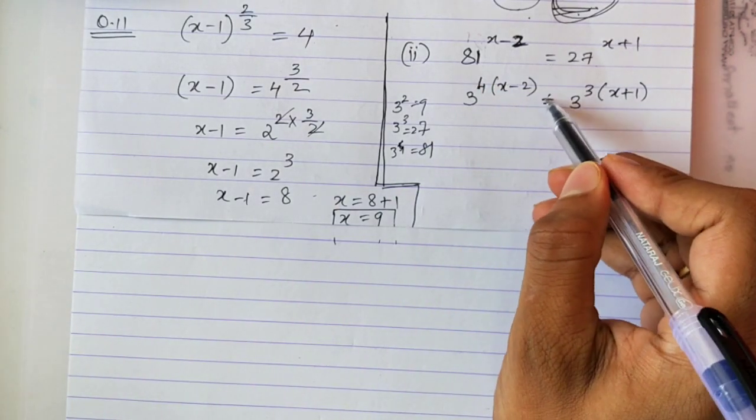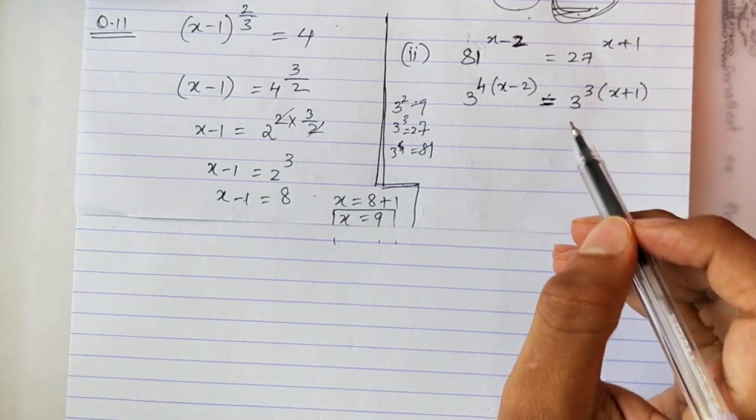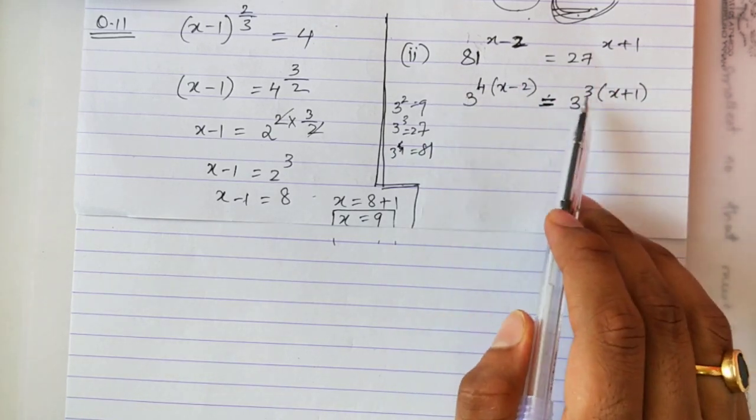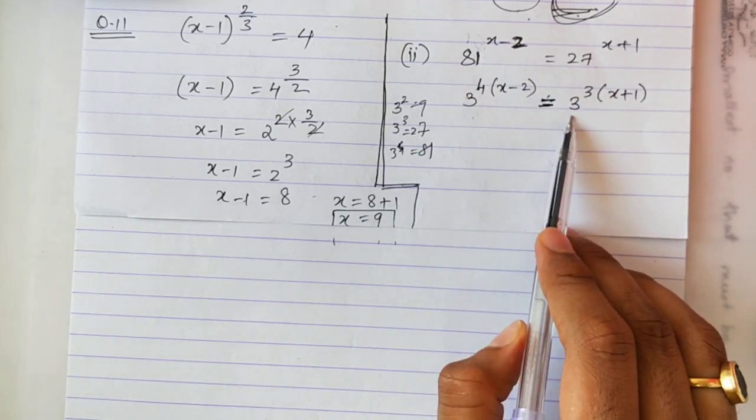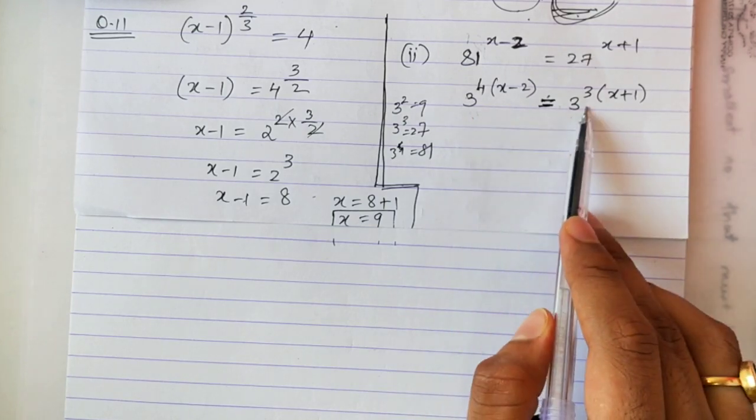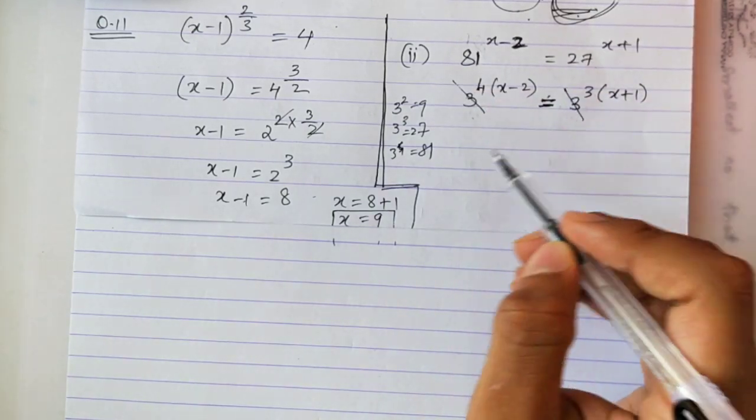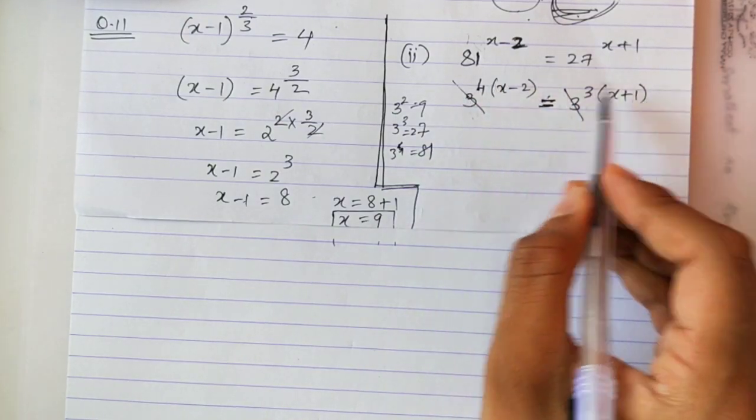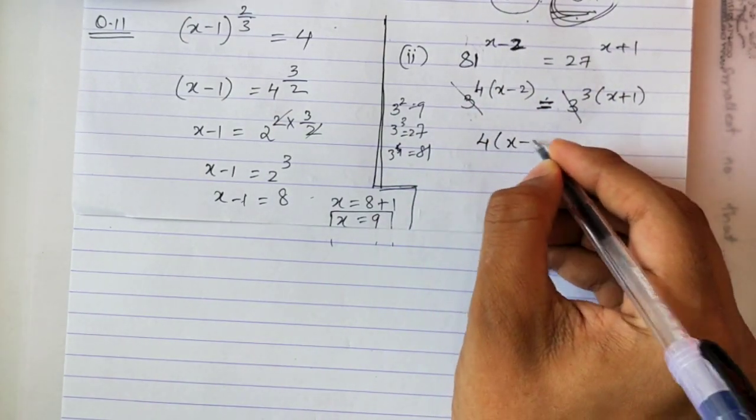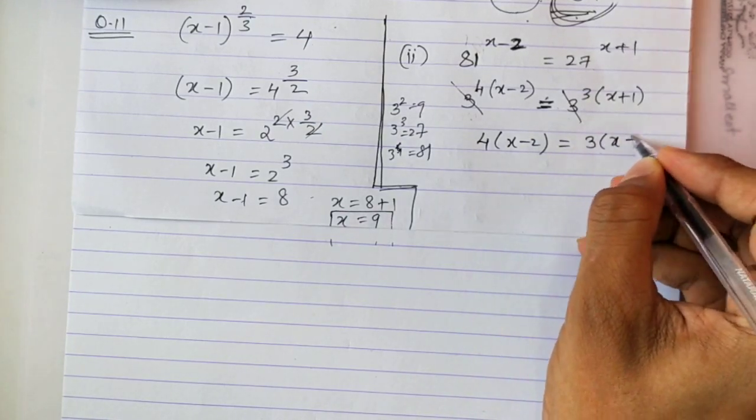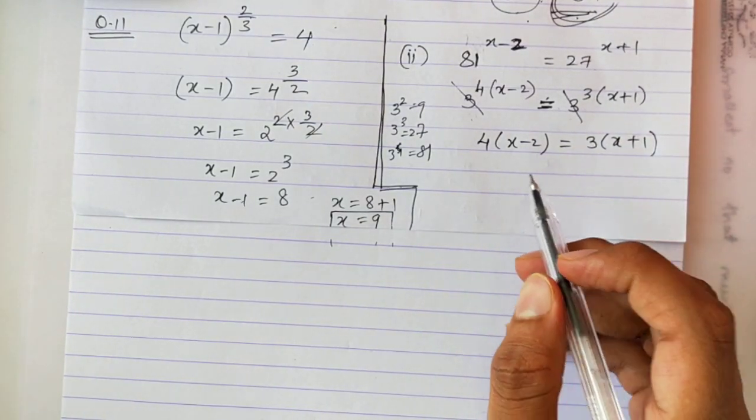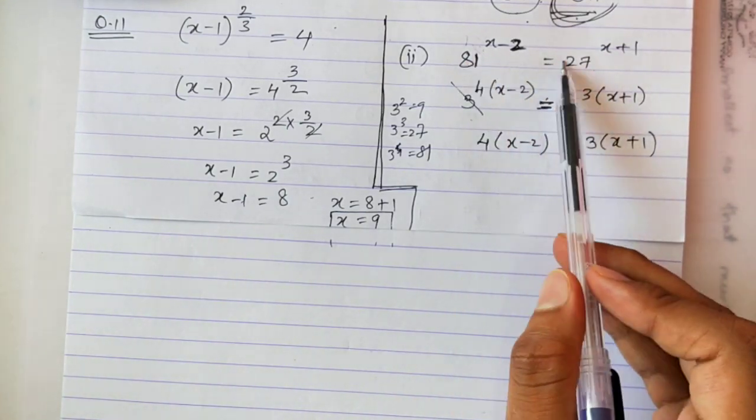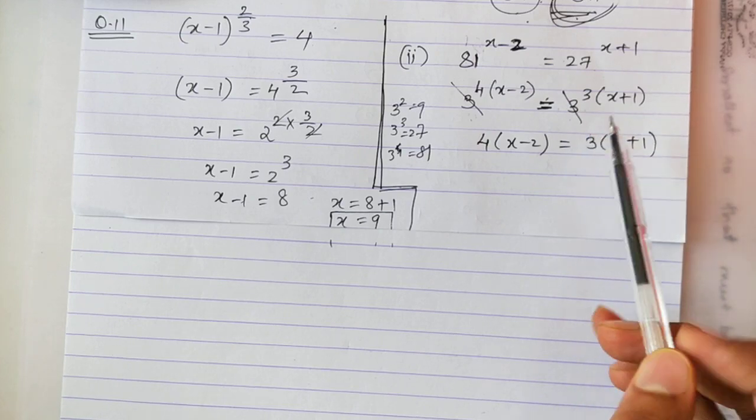Whenever there is an equal to sign, and on both sides you have the same base, you can cancel them. This question number 11 will teach you one new important concept. This same base 3, so 3 got cancelled. What is remaining? 4 times (x minus 2) is equal to 3 times (x plus 1). In all the sums in question number 11, whenever you have equal to sign, we'll make the base same and then we'll cancel it. So this is remaining.